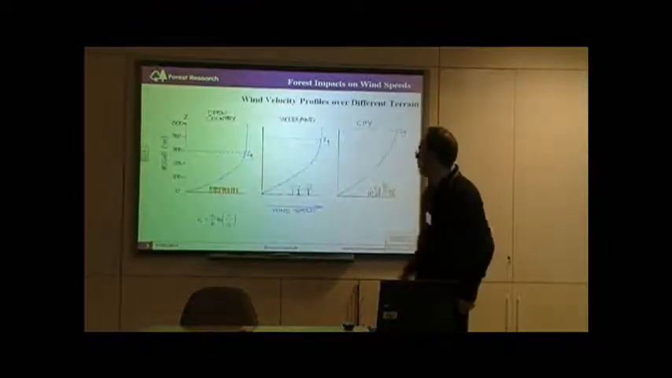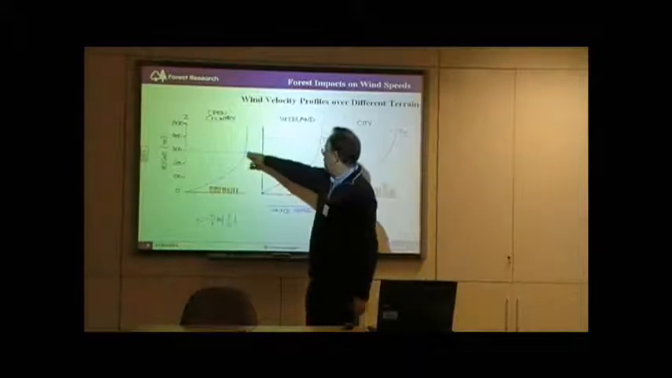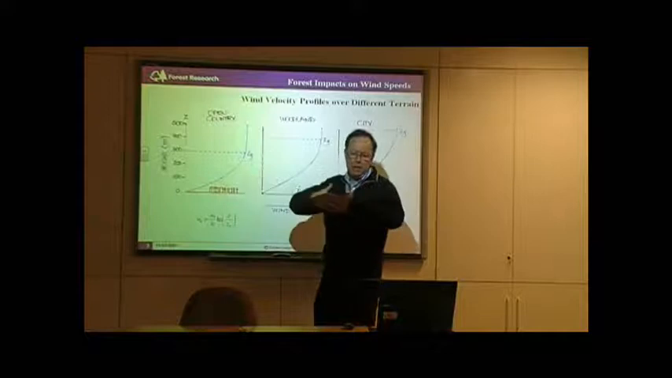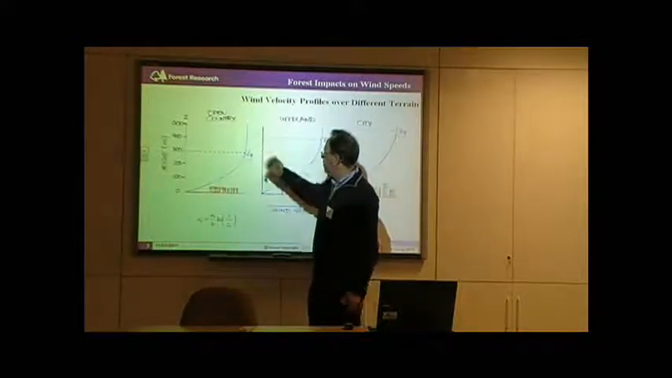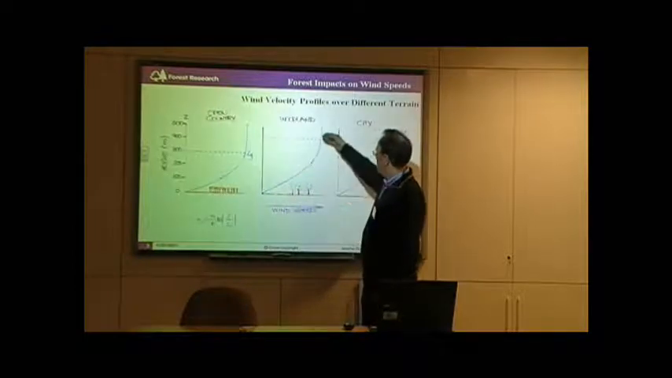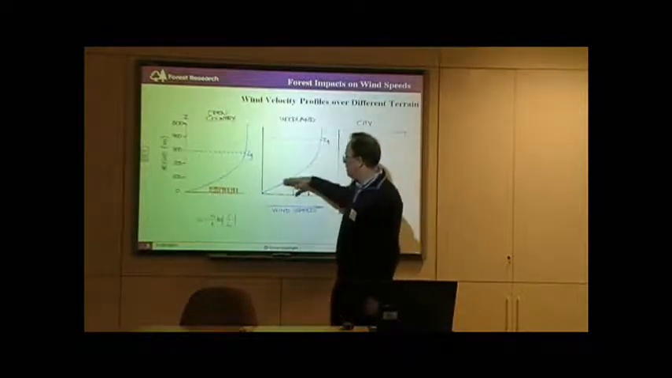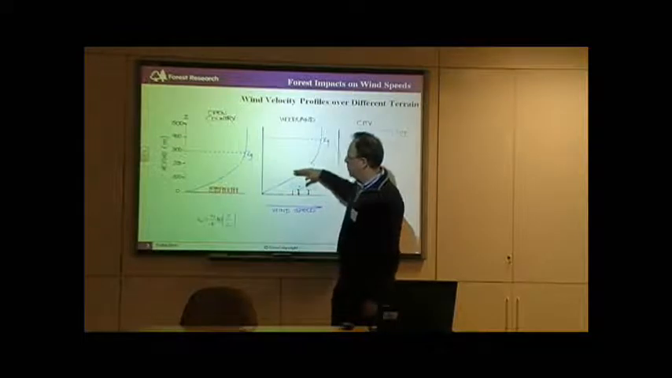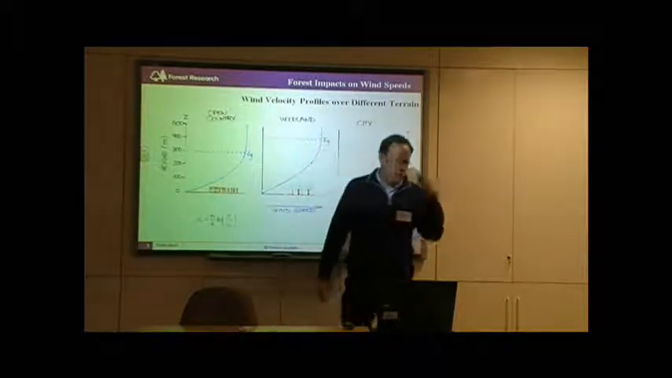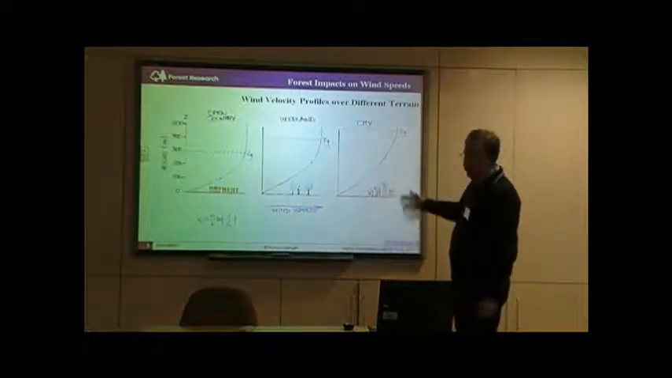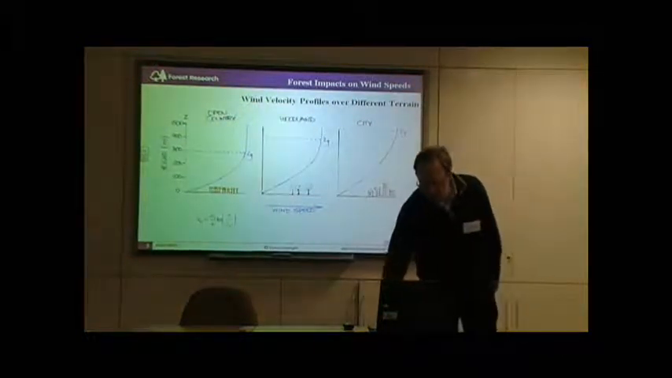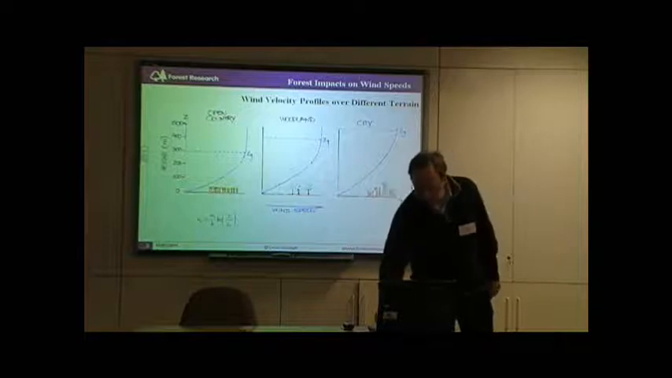Okay, so over open country, you get to what's called a geostrophic wind speed. That's really the wind speed without constraint of the ground fairly quickly. Over forests, that's much slower. So at the same height above the ground over a forest, you'll have a lower wind speed than you will over open country. And it's even more dramatic in somewhere like the city, which is extremely aerodynamically rough.